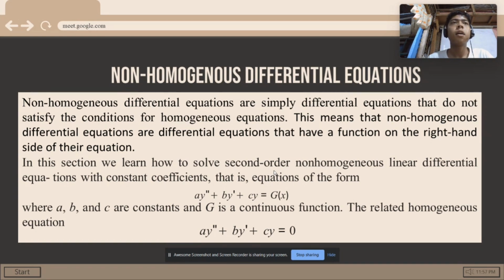In the homogeneous equation, we equate the function to 0. But the non-homogeneous equation does not satisfy that, in the sense that it has a continuous function on the right side of the equation. Alright?